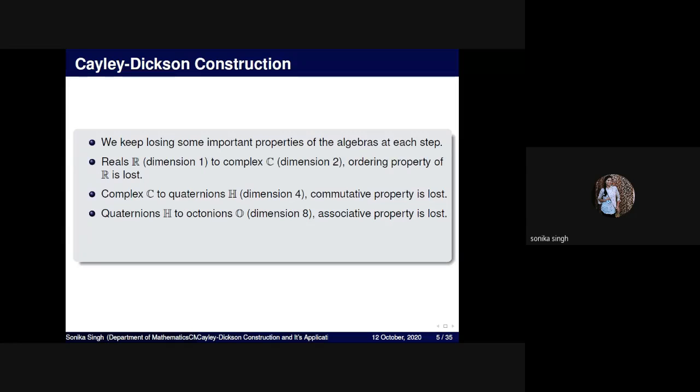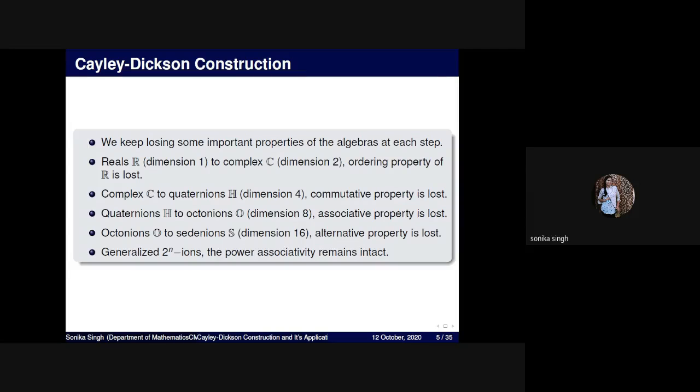In the next step, we get octonions from quaternions after applying the Cayley-Dickson construction, and it is of dimension 8. We can see here the associative property is lost. At the next step, we get sedenions from the octonions, of dimension 16. We can see here the alternative property is lost, and we can go on. We can apply the Cayley-Dickson construction repeatedly, again and again. We can see one common thing here: the power associativity remains intact.